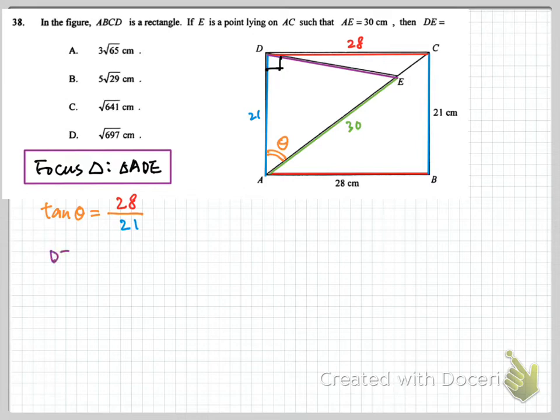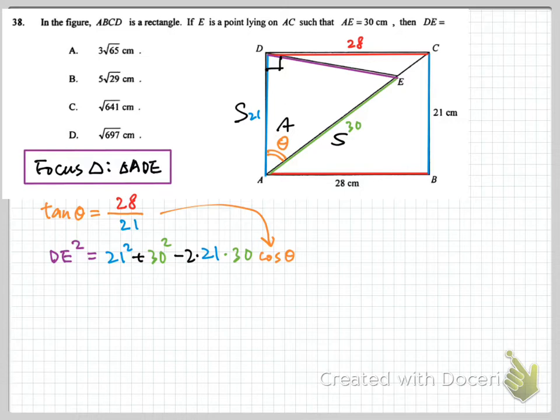With theta known, we can use the SAS cosine formula to find the purple line. The purple line DE squared will be, SAS, 21 squared plus 30 squared, 30 in green, minus 2 times 21 times 30, and then we have cosine theta. Now unfortunately what we have is tangent theta. So how do you obtain cosine theta from tangent theta?